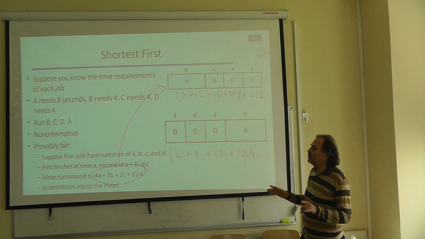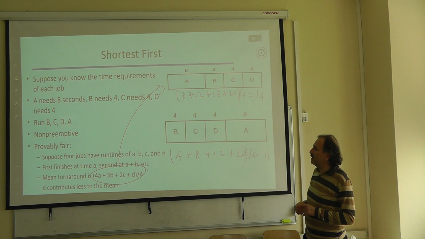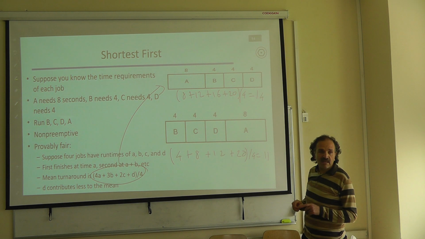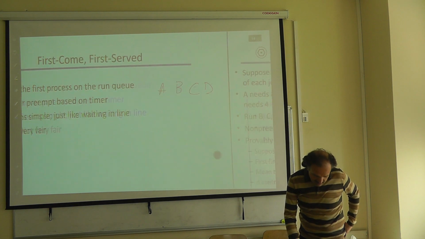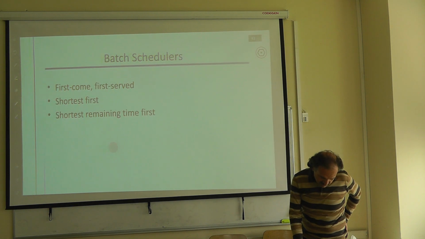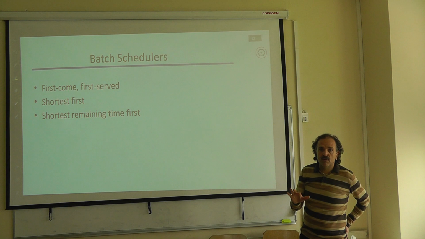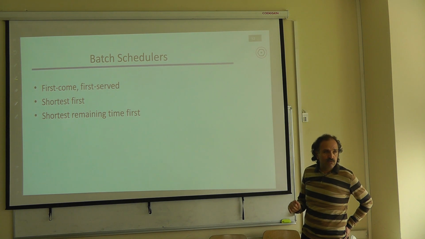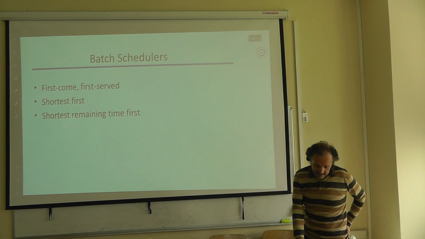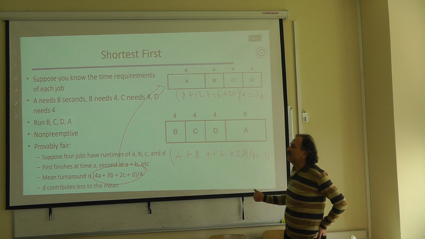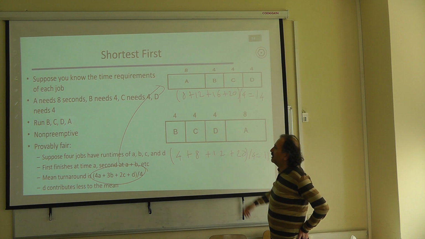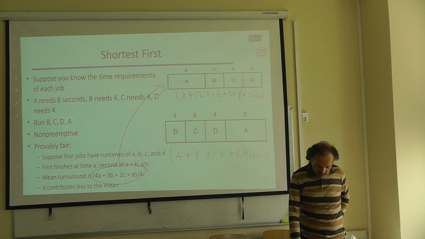So the total completion does not change. My throughput is the same, but mean turnaround time is important. Remember, for the batch schedulers, we had the turnaround time, throughput, and the CPU utilization, right? 3 important things. For the throughput, I can't do anything. But for the turnaround time, I can make this improvement.